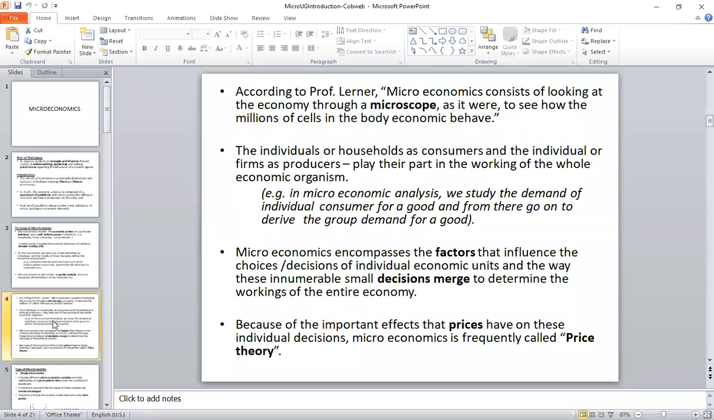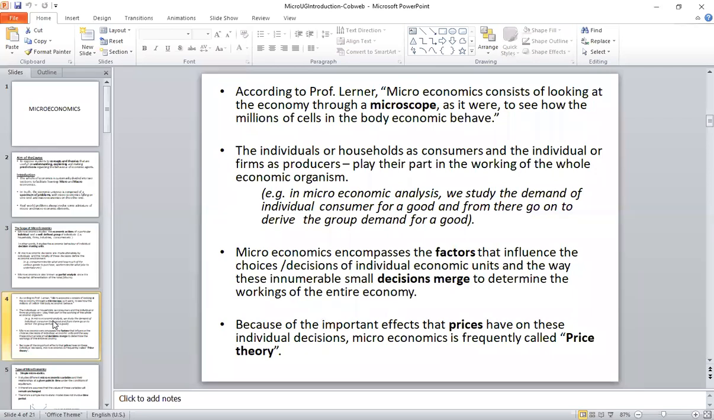So that's why we start by looking at, for instance, the demand of an individual consumer for a good, and then we go ahead and derive the group demand for a good. That shows that the individual is important. So we start with the individual. That means we need to understand the individual.